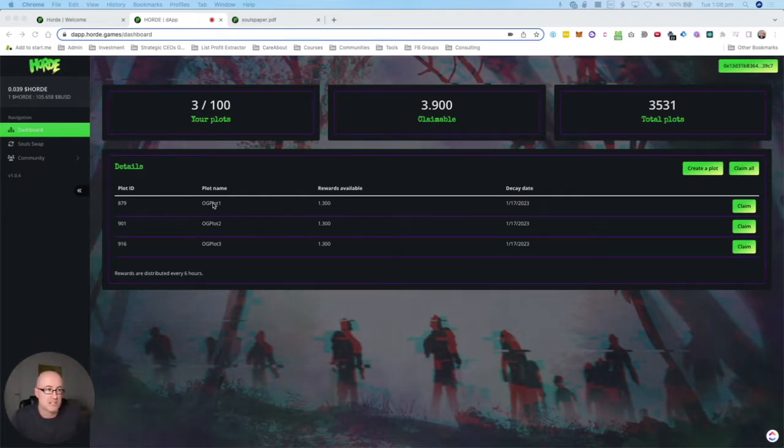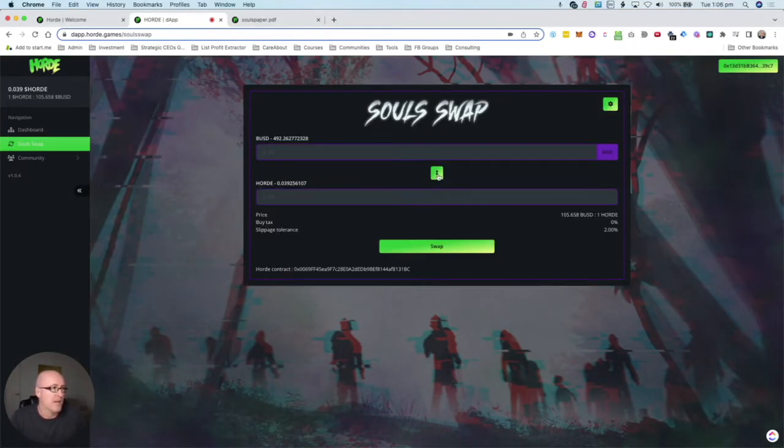These plots just continue to produce their 0.1 HORDE per day or their 1%, and I can claim those at any time as HORDE into my wallet, which I can then go back to Soul Swap with. And by just clicking this button, swapping them around, I can put in the amount of HORDE I've got and swap it into BUSD. Boom.